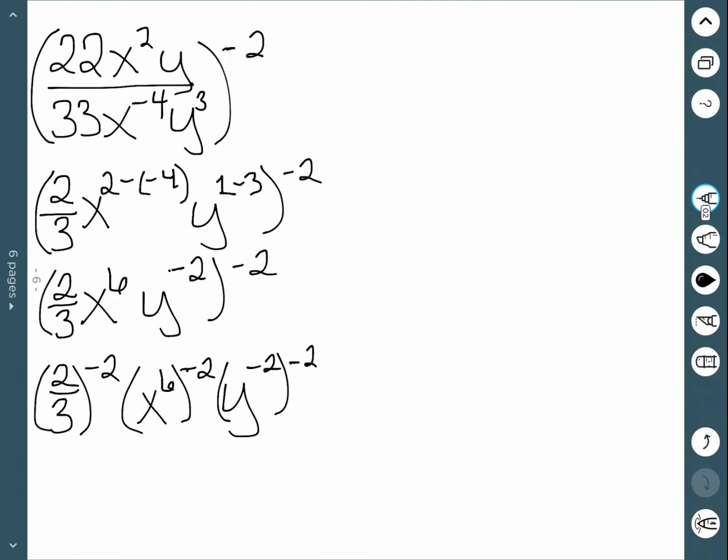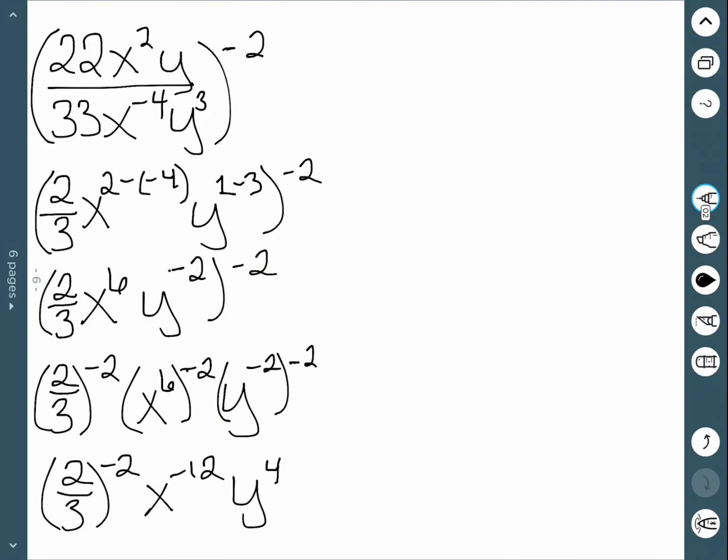From there, we need to remember that raising a power to a power is the same thing as multiplying. For now, we'll leave the whole number alone, the 2 over 3 to the negative 2, and deal with that in a minute. Like I said, we need to multiply when we raise a power to a power, so for the x's, 6 times negative 2 is negative 12. And for the y's, negative 2 times negative 2 is positive 4.